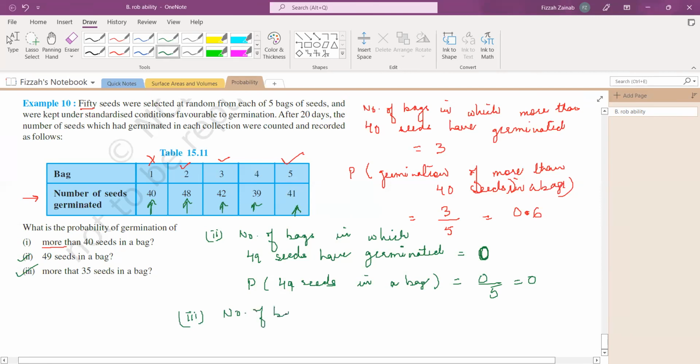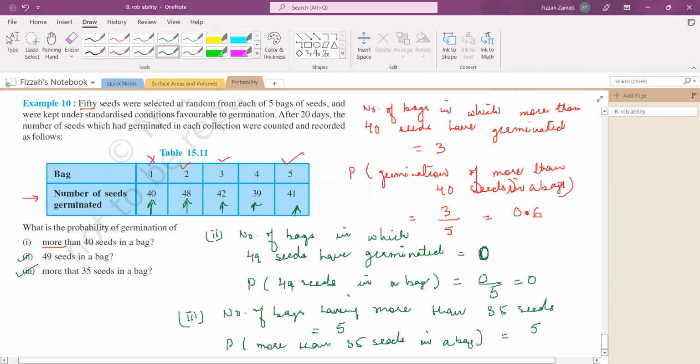So first of all, find the number of bags having more than 35 germinated seeds. So this is exactly 5, right? So in this case, the probability of more than 35 seeds in a bag will be, it is happening in 5 bags, and the total number of bags are also 5. So the answer is 1, total probability. Right? Yes, ma'am.